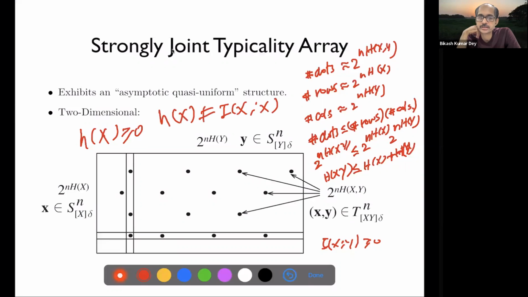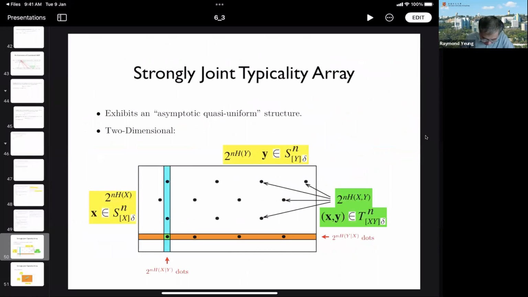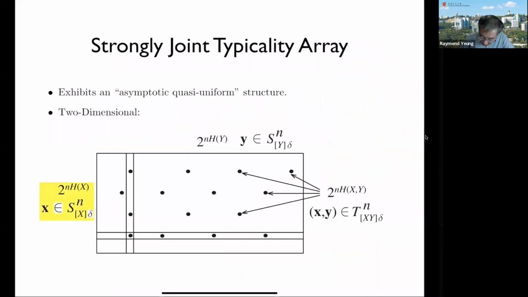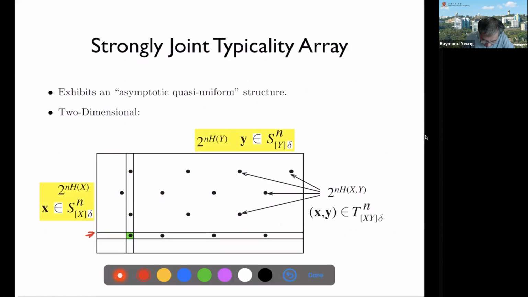There is another question in the chat box. It reads, what is the single dot? What does single dot mean? Oh, the single dot means that you look down this row and look down this column. Maybe I'll get rid of this again. Okay. The single dot means that if you look down this row and you look down this column, this X and this Y are jointly typical.